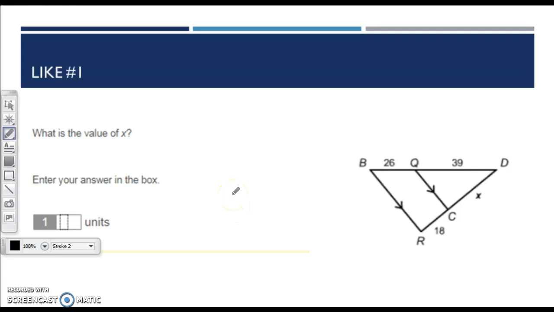And here we have a problem that deals with triangle proportionality. Now, in a lot of these, we were able just to see, oh, 26 is half of something, blah, blah, blah. In this one, we can't do that, so we're actually going to have to set up the proportion.